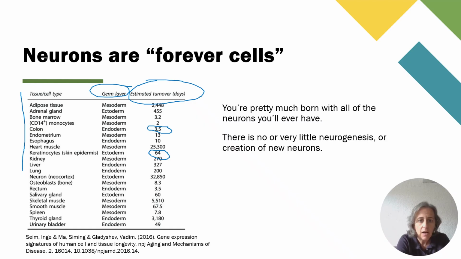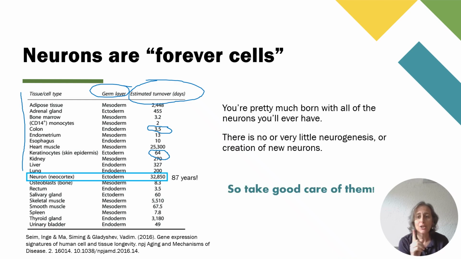And look, the longest one is neurons. Now, 32,000 days. Hard to really have a concept of what that is, so I divided it by 365 days in a year. That is 87 years, okay? So not in our lifetime are any of our neurons actually regenerating or making new copies of themselves. So neurons are forever cells. What you have is what you've got. You're not making any new ones, so please take good care of them.